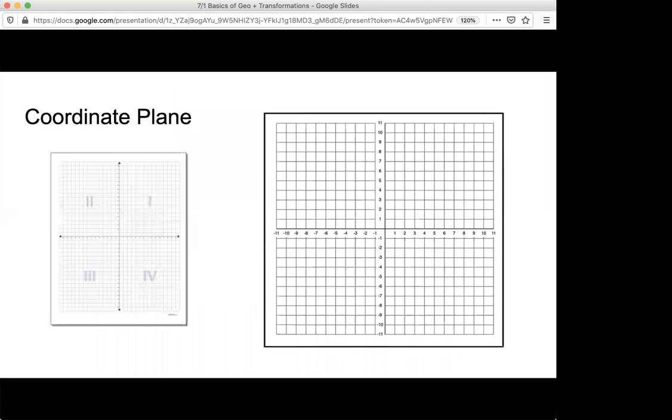So first we're going to go over the coordinate plane. There are 4 quadrants. As you can see, it's numbered here.